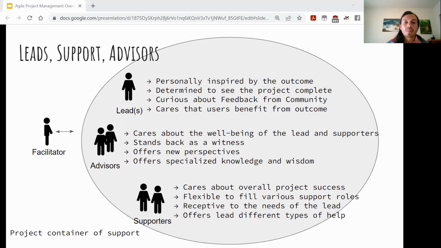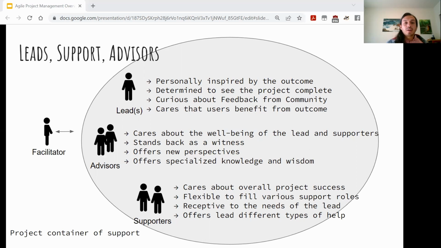Supporters care about the overall project success. They're flexible to fill various support roles as needed, and they're receptive to the needs of the lead. Also, they offer the lead different types of help that the lead may not be aware that they might need, or that the supporter might have skills that the lead wasn't aware of.